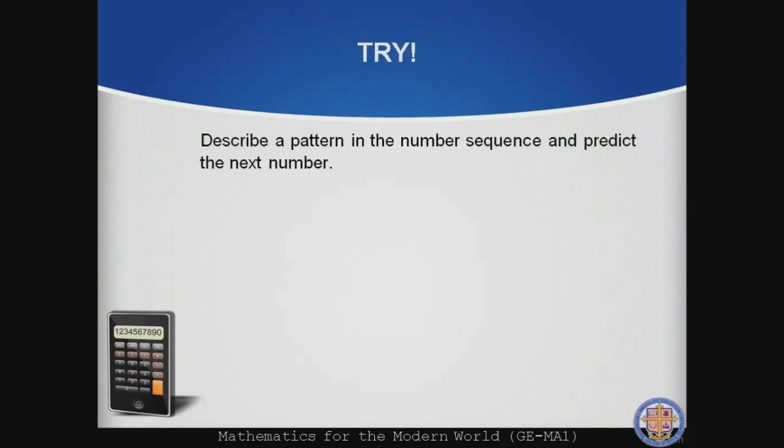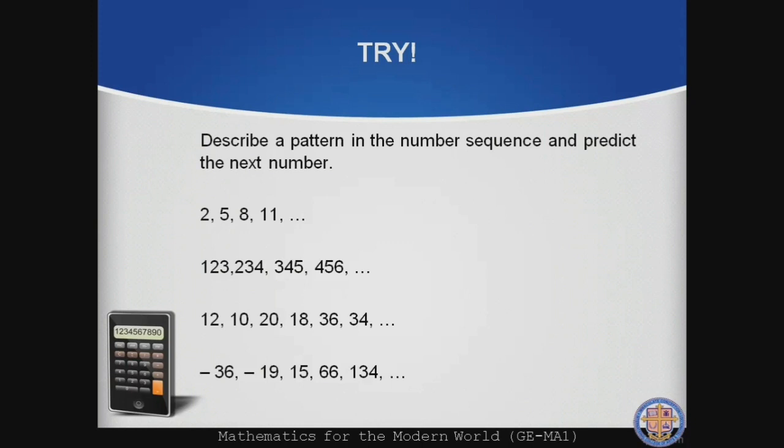Let's try this one. Describe a pattern in the number sequence and predict the next number. 2, 5, 8, 11. Get the difference between numbers. So given this one also, another one, and lastly. So how to solve one by one? First one, just adding 3. So the next two numbers in this pattern are 14 and 17.